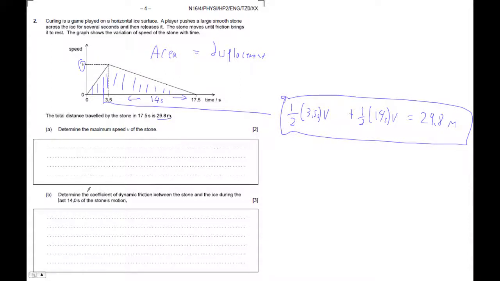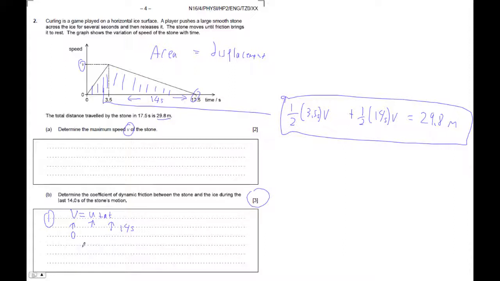So then it says determine the coefficient of dynamic friction between the stone and the ice during the last 14 seconds of the stone's motion. Well, I think we need to find the deceleration of it, right? So v is u plus at, right? Our initial velocity will be what you figured out from here, right? The final velocity will be 0, right? Yep, it's 0. The time is going to be 14 seconds. Solve for a, right? So that's step 1. We've got 3 marks here, right?